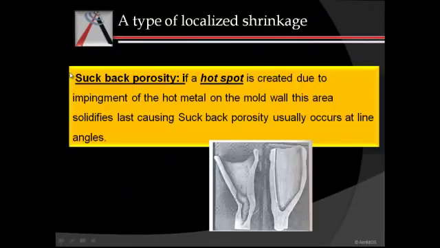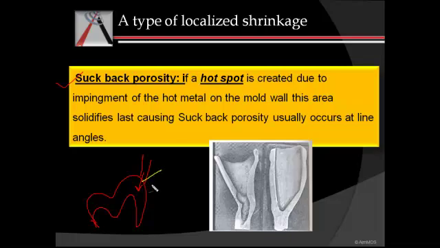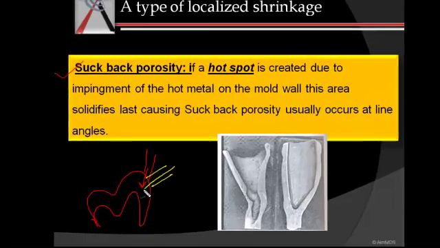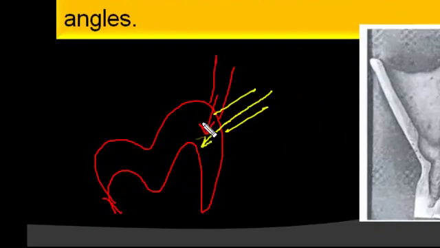There is a type of localized shrinkage porosity that is called suckback porosity. Now while we had been discussing the characteristics of sprue, we had been talking about the attachment of the sprue at 45 degrees. A basic purpose was we did not want our sprue to be at 90 degrees because if we had it at 90 degrees it will hit onto the opposite wall.